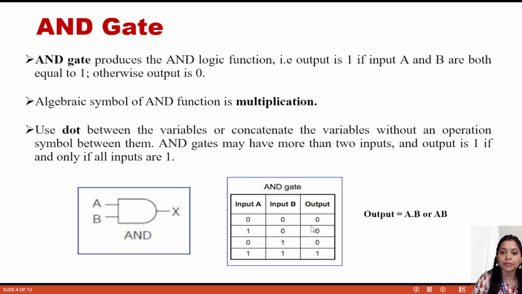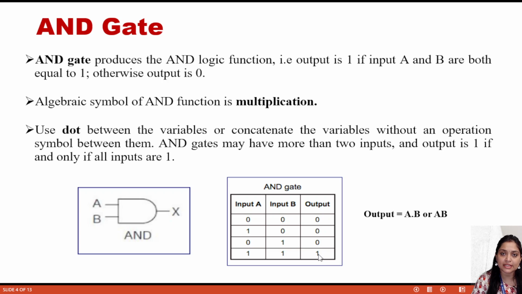Now I am coming to the truth table. Here there is input A, input B, and the output, denoted as X. We will take four combinations: 0 0, 0 1, 1 0, 1 1. This is just multiplication. If you multiply 0 and 0, the result is 0. If you multiply 1 and 0, it is also 0. If you multiply 0 and 1, it is again 0. Only if both inputs are 1 and 1 will the output be 1, because the multiplication result is 1.